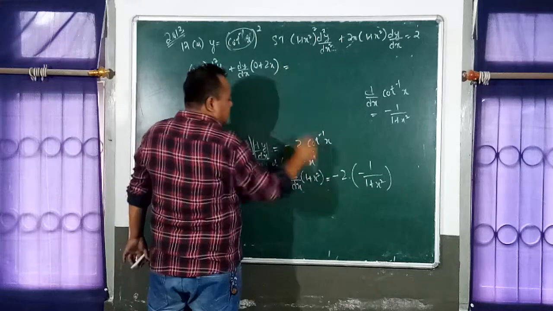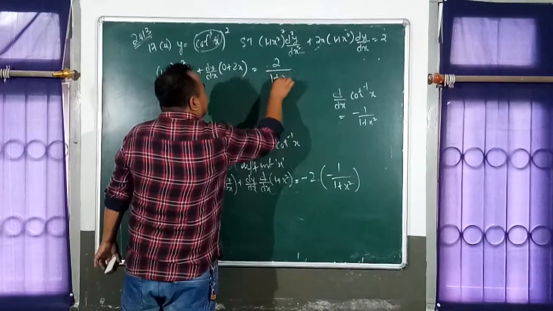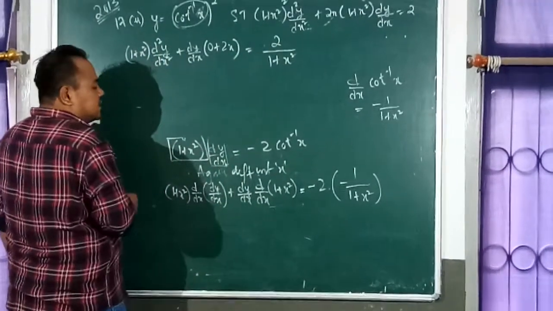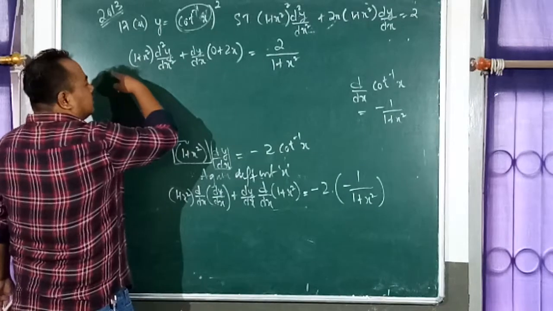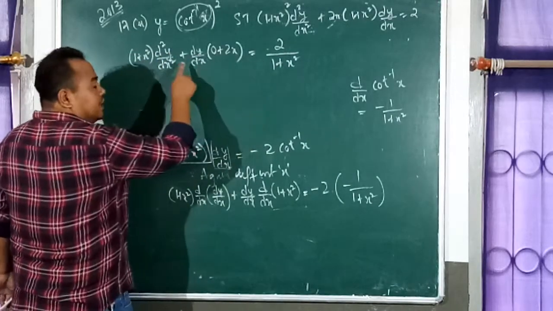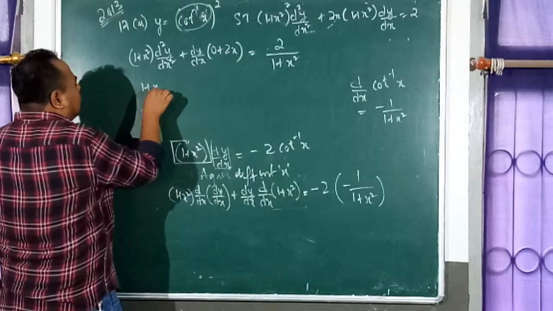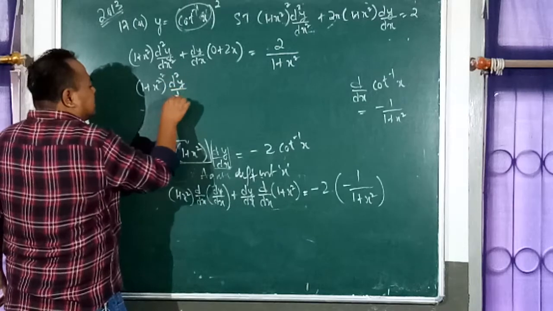Minus into minus is plus, 2 ones are 2, divided by 1 plus x square. Is that clear? Now what is going to happen to this 1 plus x square? You multiply it to the left. That means this side. But since there is a plus sign, you have to multiply it 2 times. So what do you get? 1 plus x squared whole square d2y by dx2.